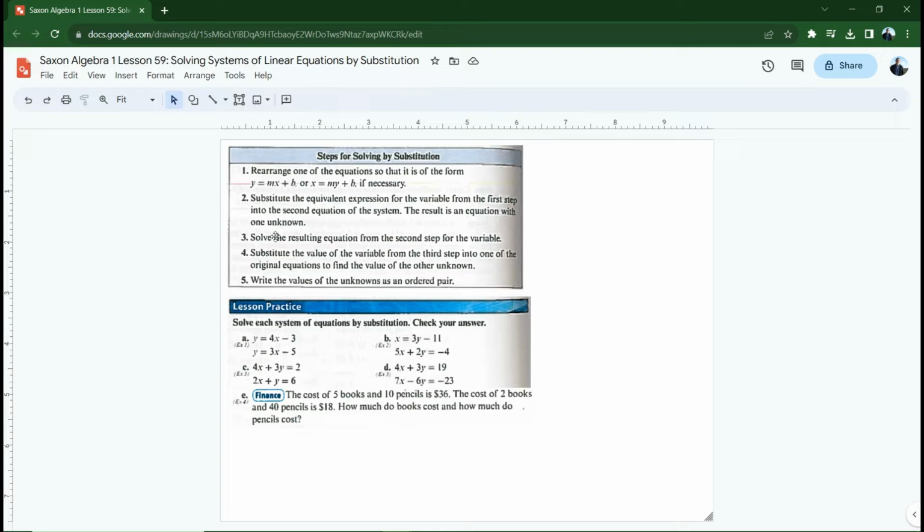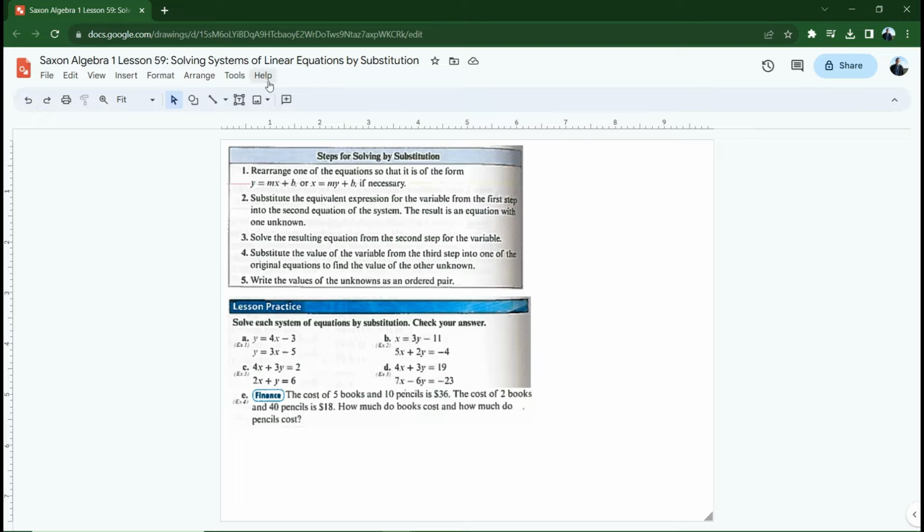Next, we're going to solve the resulting equation. We're going to substitute the value of the variable that we find from our solution into one of the original equations. So if we were finding x by plugging in mx plus b for y, now, once we find the value of x, we plug that back into the equation to find y. And then we're going to write the values of the unknowns as an ordered pair. Okay, now, again, this is one of those things I can talk about, and you're not really going to know what I mean until we actually do it.